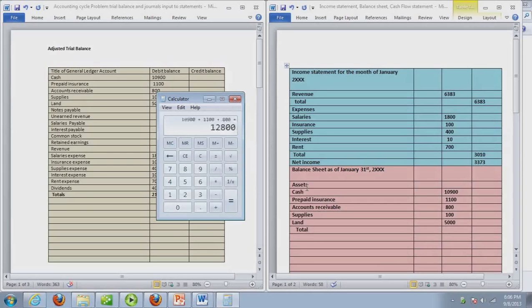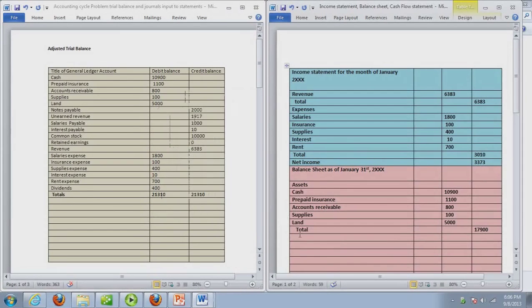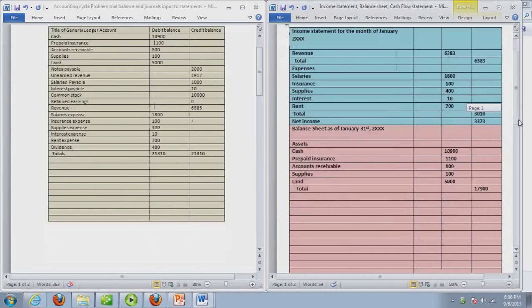Hopefully doing the math carefully enough so we can actually balance the balance sheet. That would be a good feeling. 17,009. That's what I've got. Hopefully that's okay. And then we can go on to liabilities. I'll slide this up a little bit. I can have that as a heading.